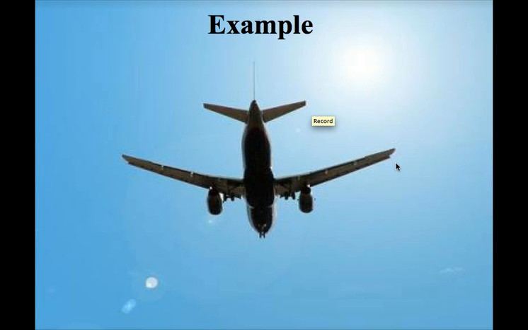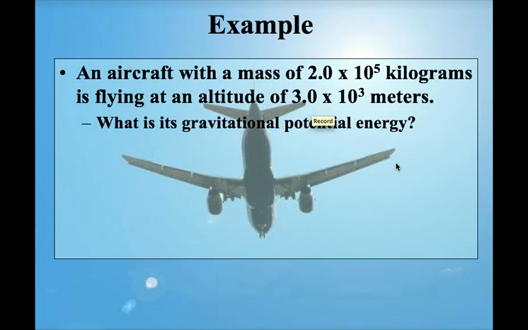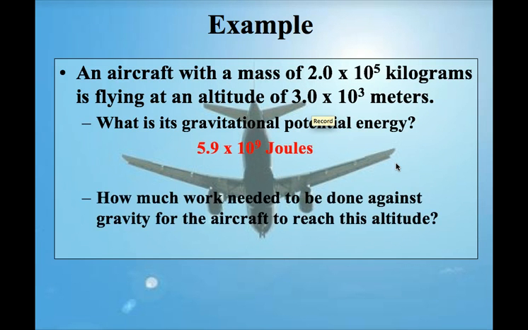Let's try this example. Here we go. We got a plane flying. There's a mass of 2.0 times 10 to the 5th kilograms, flying at 3 times 10 to the 3rd meters. Gravitational potential energy, 5.9 times 10 to the 9th joules. Again, mg, 9.81 meters per second squared, times delta h, which is the 3,000 meters.